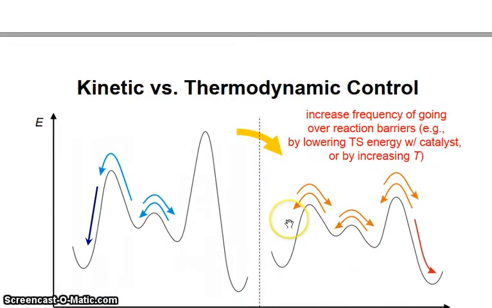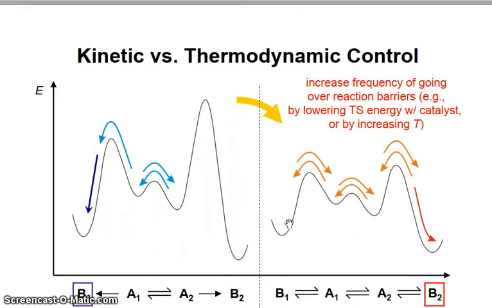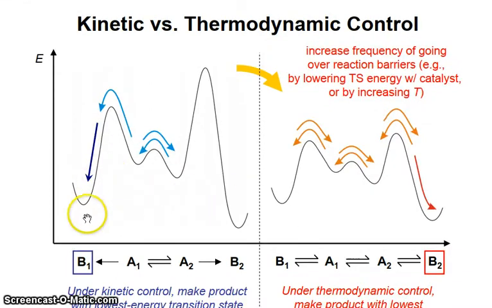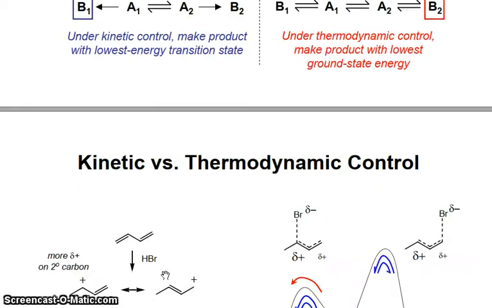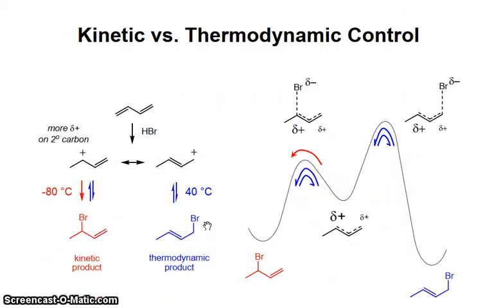So kinetic versus thermodynamic control. Increase the frequency of going over the reaction barrier by lowering transition state energy with a catalyst or by increasing temperature. So B1, B2, A1, A2 in equilibrium, B1, A1, A2, B2 all are in equilibrium. So under kinetic control, make the product with the lowest energy transition state. Under thermodynamic control, make the product with the lowest ground state energy. So kinetic versus thermodynamic control, you can see in this picture.